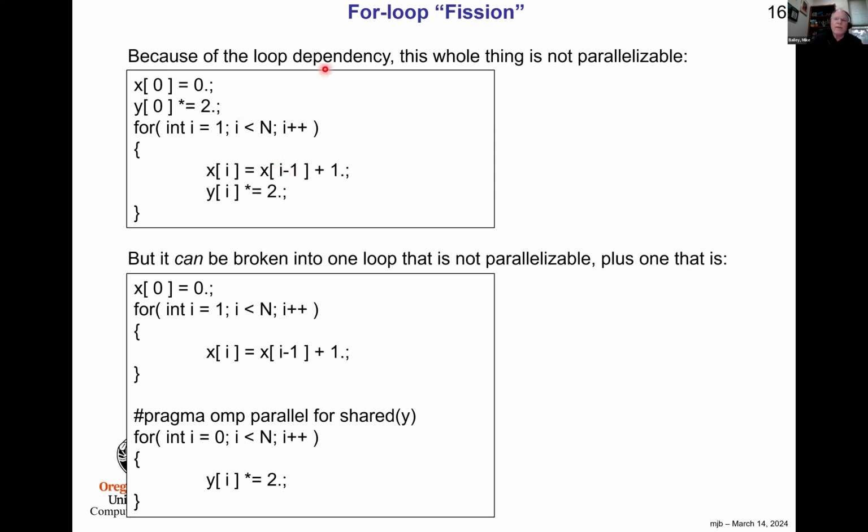But if you want to do that, you do something called for loop fission. Fission means to break something apart. And so you do one for loop with the thing that can't be parallelized, and then you do a second for loop with the thing that can be parallelized. Okay.